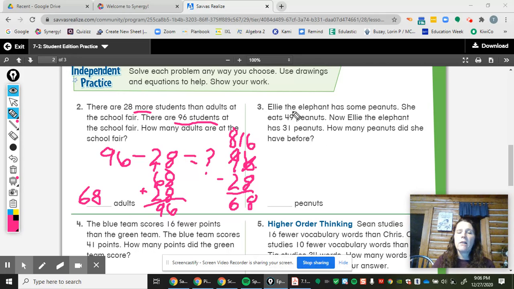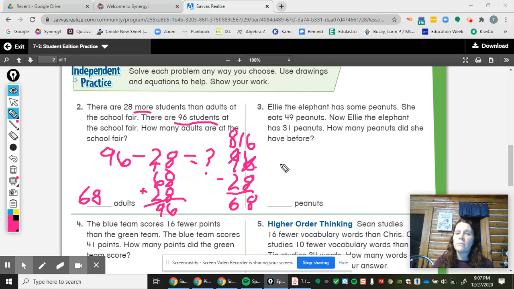It says, Ellie the elephant has some peanuts. Uh-oh, we don't know how many. She eats 49 peanuts. Now Ellie the elephant has 31 peanuts. How many peanuts did she have before? Okay, what is it asking me? How many peanuts did she have before? Okay, so I got to figure that out. What is it giving me? I know that Ellie the elephant had some, but I don't know. Then I know she ate 49. Ooh, if she eats some, that's going to be take away. And now Ellie the elephant has 31.